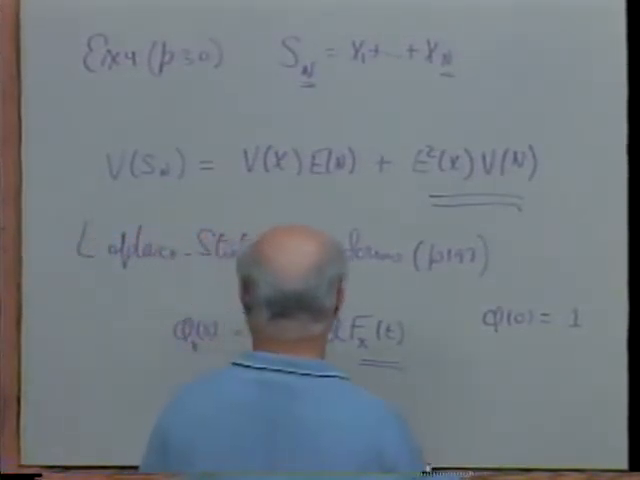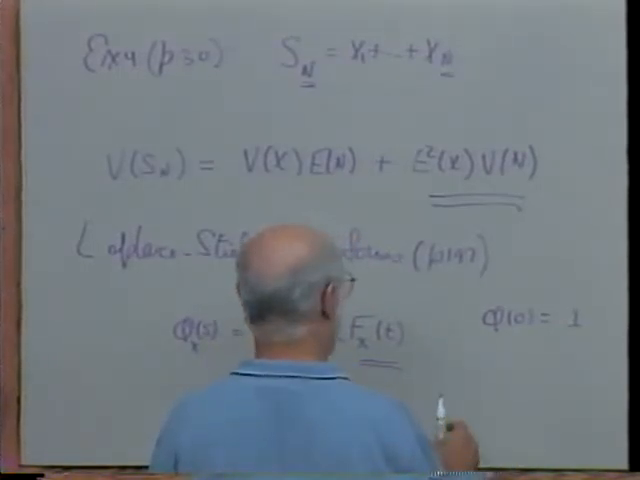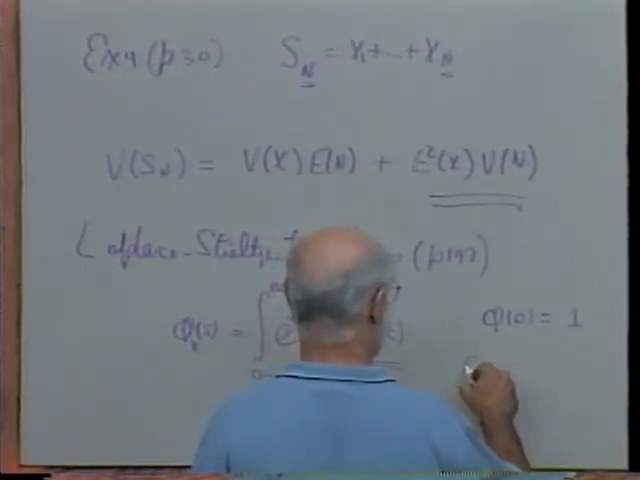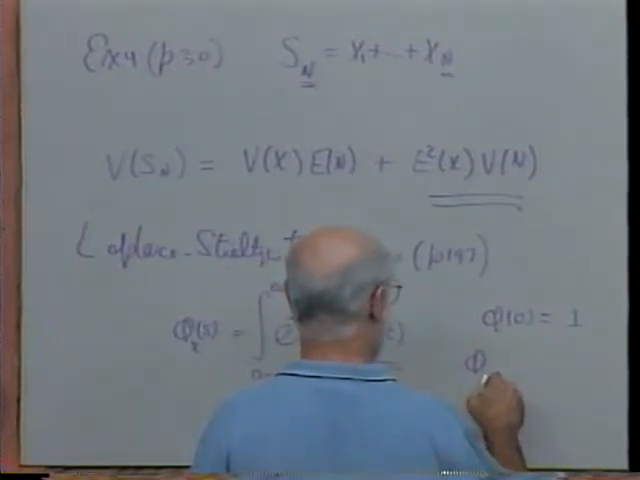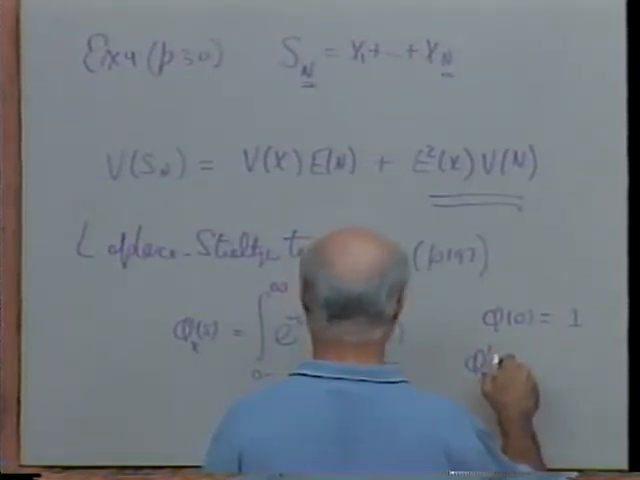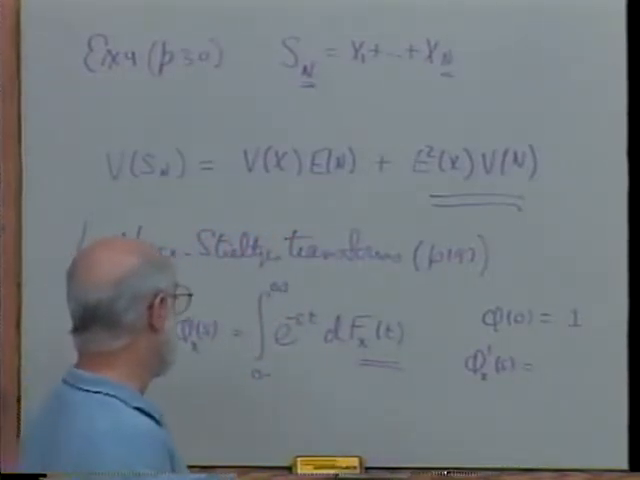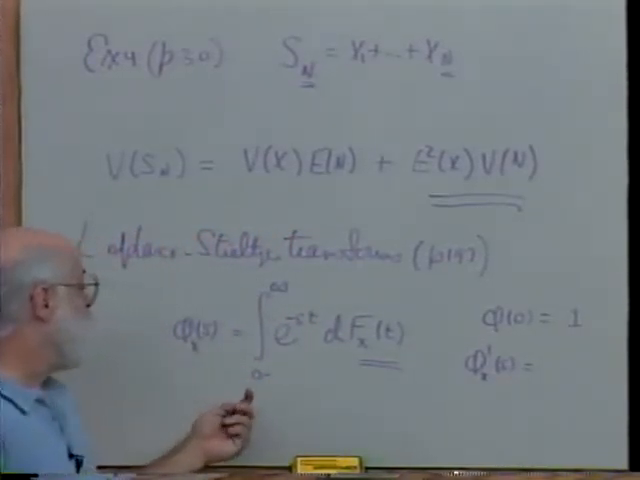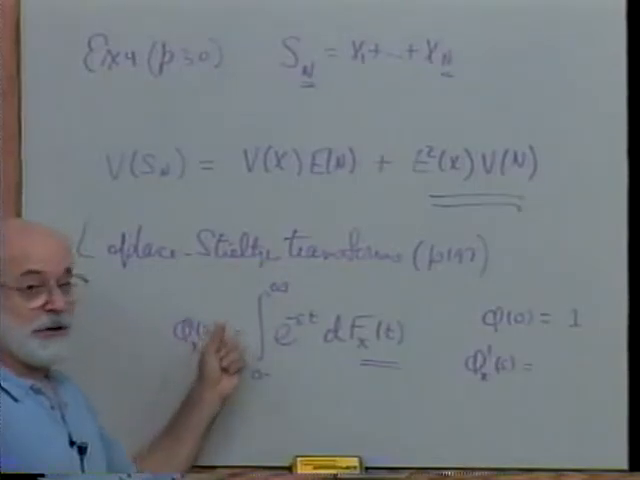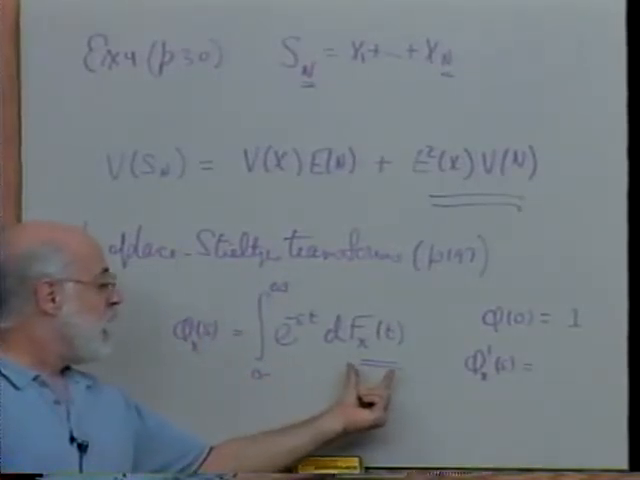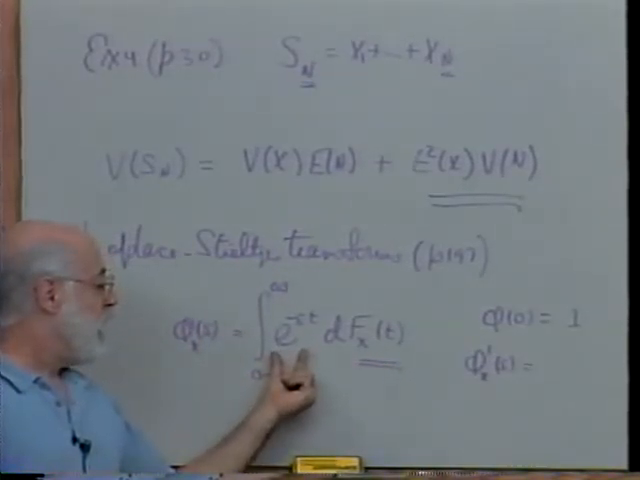All right, here's another one. Suppose that I took the derivative phi prime of s. Well, if I differentiated this formally, again, now we have an integral. It's an infinite integral, but the integrand is well behaved.